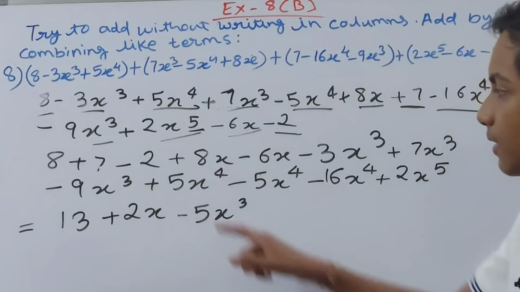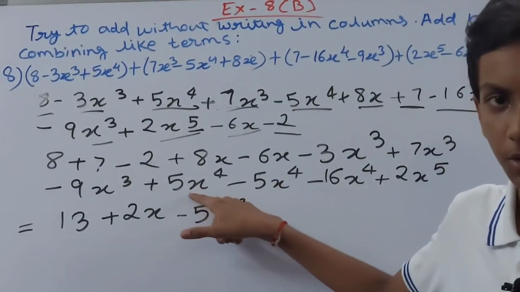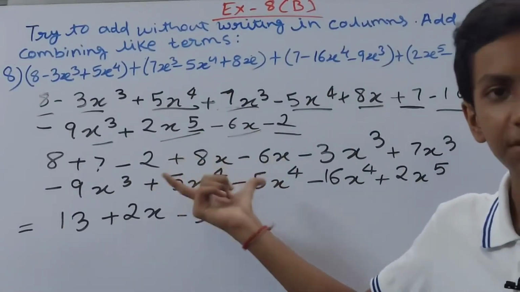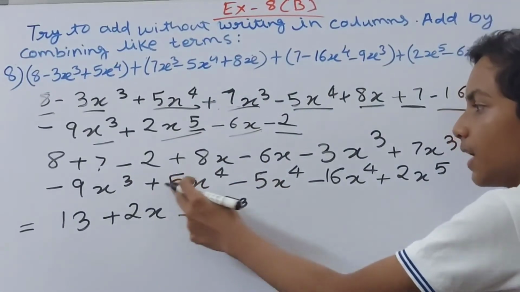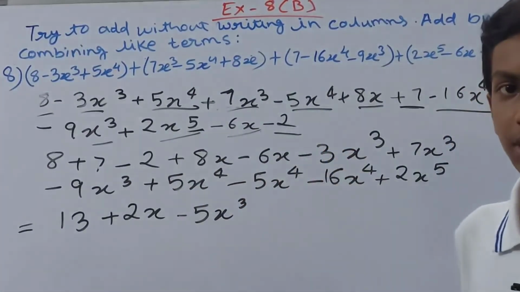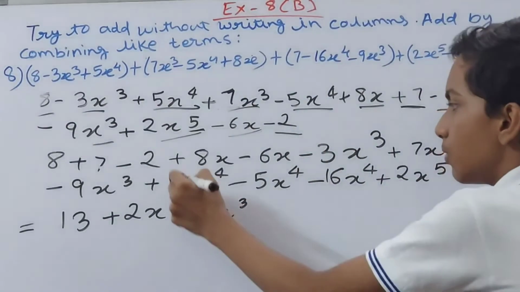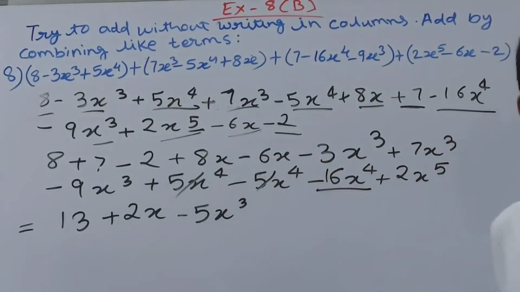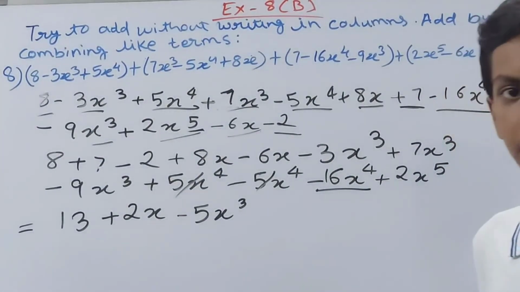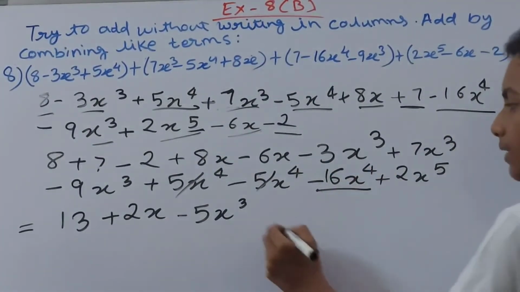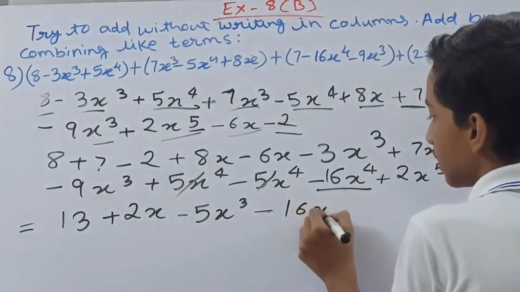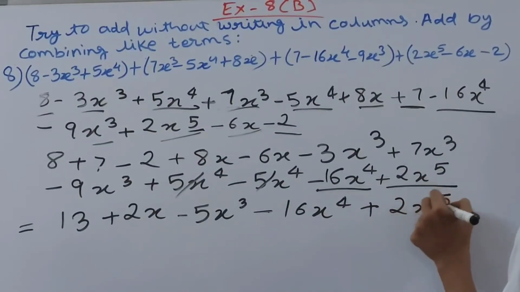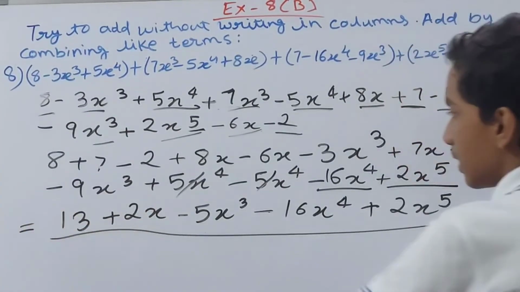Alright. Then we have plus 5x to the power 4 and minus 5x to the power 4. They both have the same value, right? Plus 5 and minus 5 will be 0 only, so it has no value. So you cut them. Now after cutting them, we have this one, minus 16x to the power 4, left here, and this is the only one with that, so we write it down as well. And in last, plus 2x to the power 5. Alright, this becomes our answer.